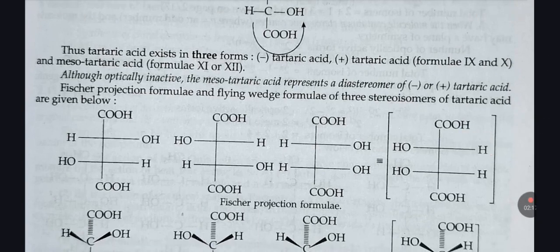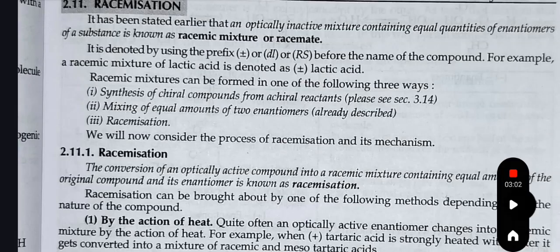Thus, tartaric acid exists in three forms: negative tartaric acid and positive tartaric acid, formulas 9 and 10, and meso-tartaric acid, formula 11 or 12. Although optically inactive, meso-tartaric acid represents a diastereomer of negative or positive tartaric acid. Fischer projection and flywheel formulas of the three stereoisomers of tartaric acid are given below.